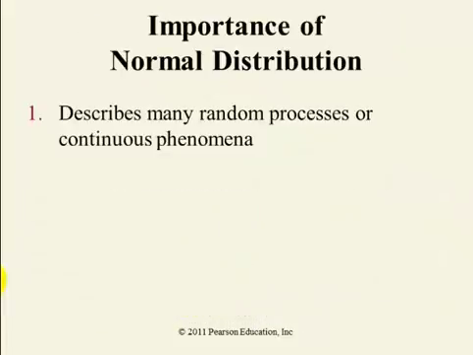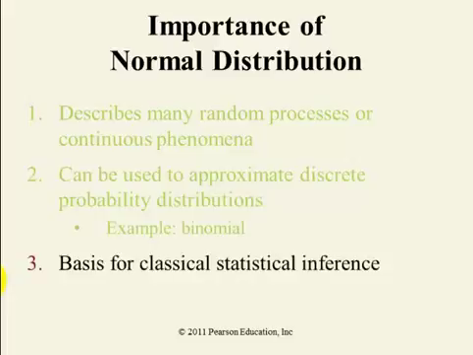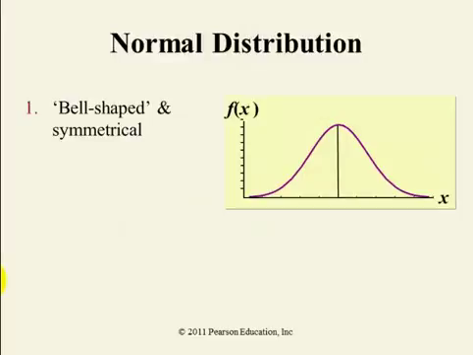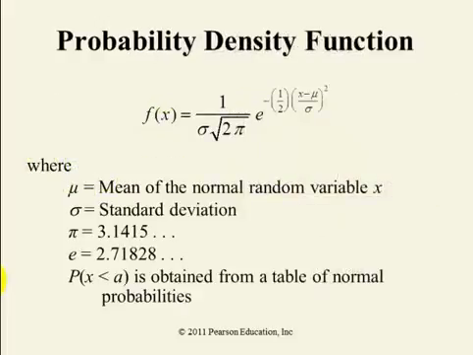So the normal distribution, sometimes called a bell curve, sometimes called a Gaussian curve, is very useful. So many processes can be described using this normal distribution. And we can use it to approximate the binomial distribution. And it's the basis for classical statistical inference, which is what this class is about. It has this nice bell-shaped symmetric curve where the mean and the median and the mode are all the same, and it's symmetric. Very useful. It's also called a Gaussian.